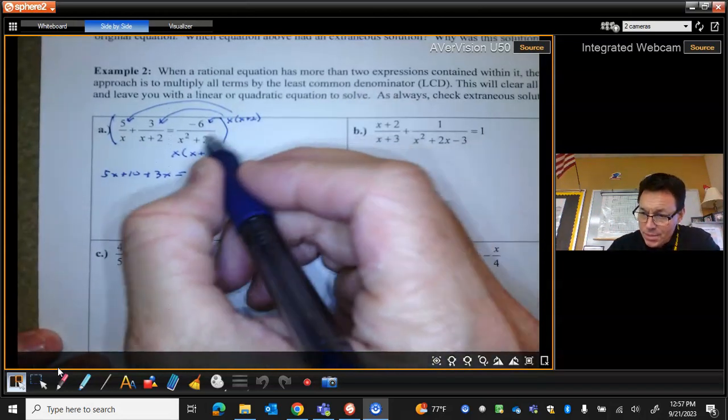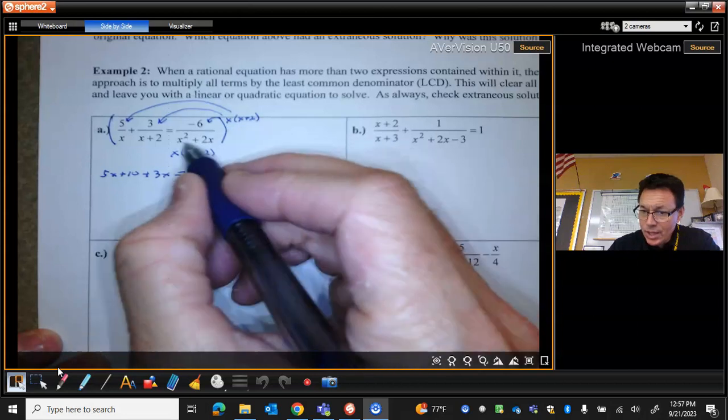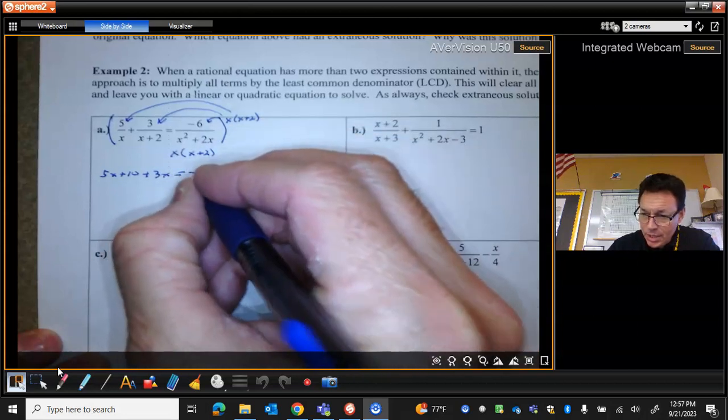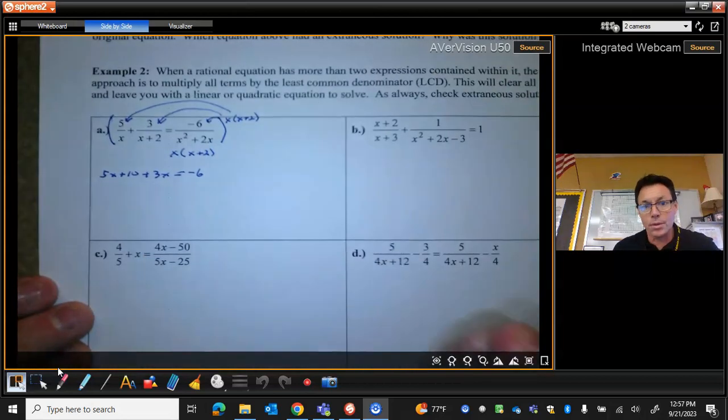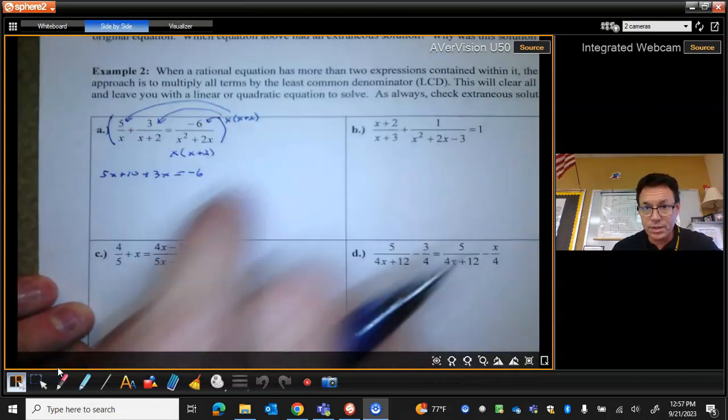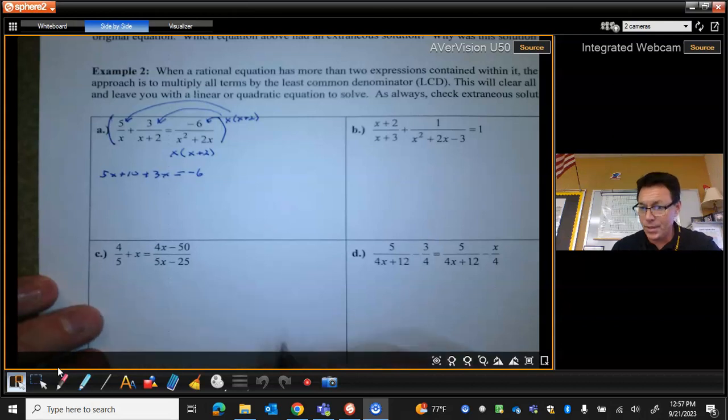So when these multiply, this is going to completely cancel with that, and it's going to leave me with a negative 6. That's it. This is the algebra problem that you now have to do where there's no fractions anymore. So this is an algebra 1 problem. This, what we started with, that is definitely not an algebra 1 problem, okay?